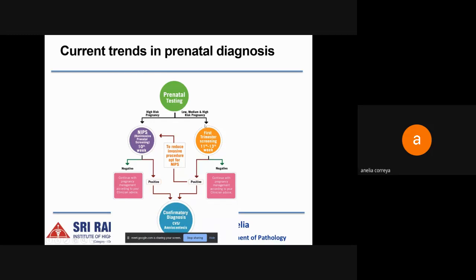On the other hand, if not available, they do the first trimester screening, as we saw, the ultrasound and the maternal serum test. And if positive, it can be confirmed using non-invasive tests, or directly, if not available, we can do the invasive tests.